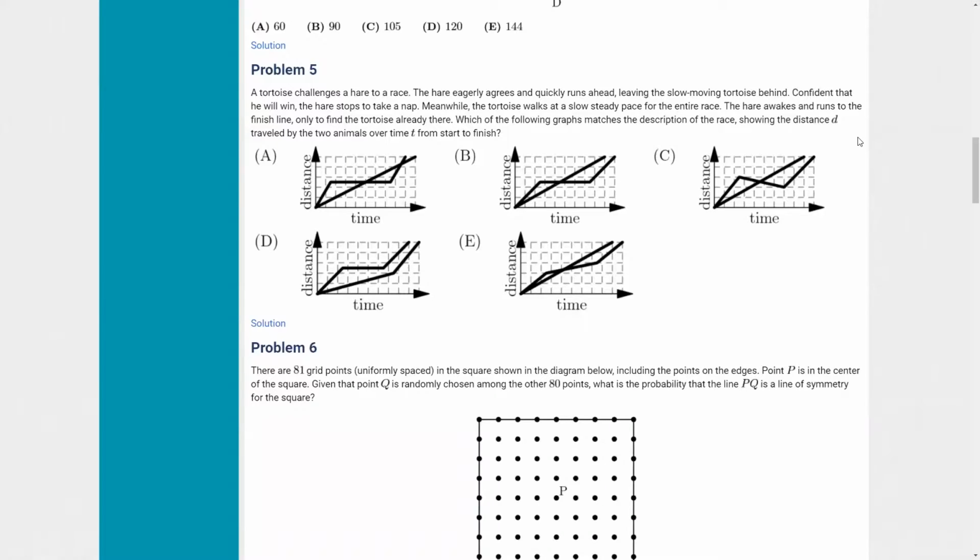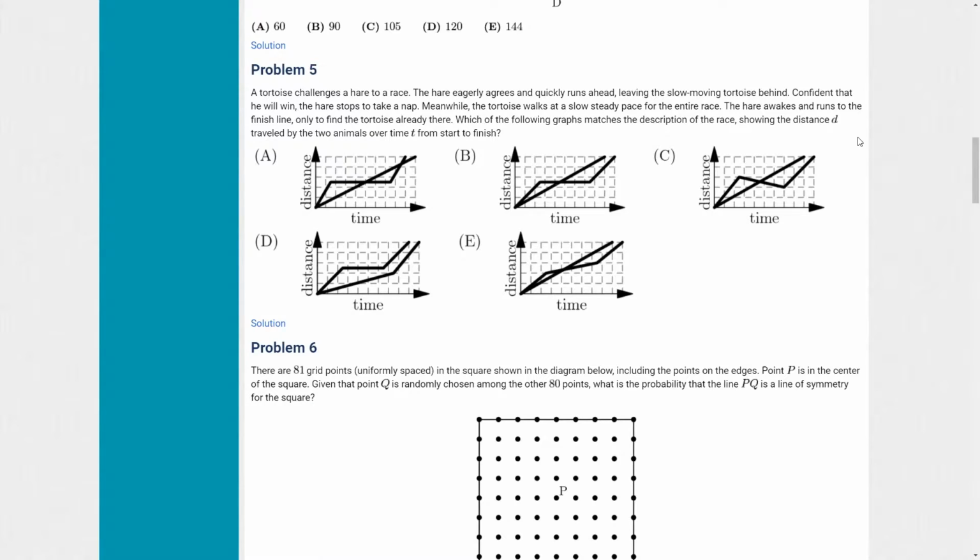Look at number 5. Number 5 says, a tortoise challenges a hare to a race. The hare eagerly agrees and quickly runs ahead, leaving the slow-moving tortoise behind. Confident he will win, the hare stops to take a nap. Meanwhile, the tortoise walks at a slow, steady pace for the entire race. The hare awakes and runs to the finish line only to find the tortoise already there. Which of the following graphs matches the description of the race, showing the distance d traveled by the two animals over time t from start to finish?